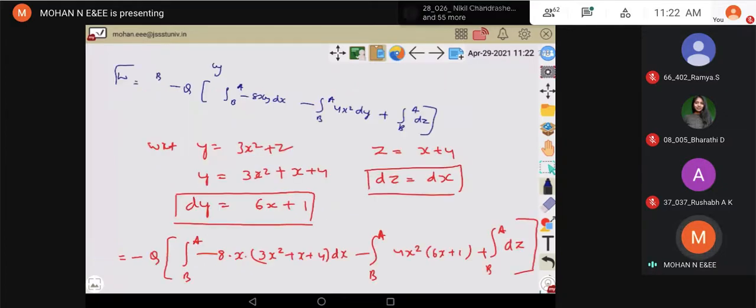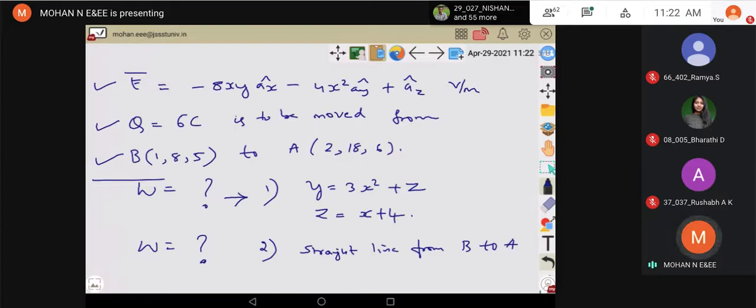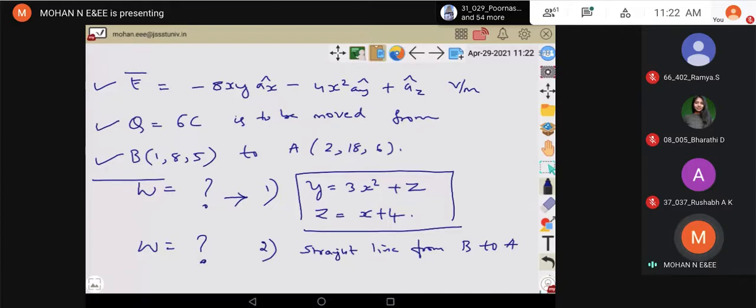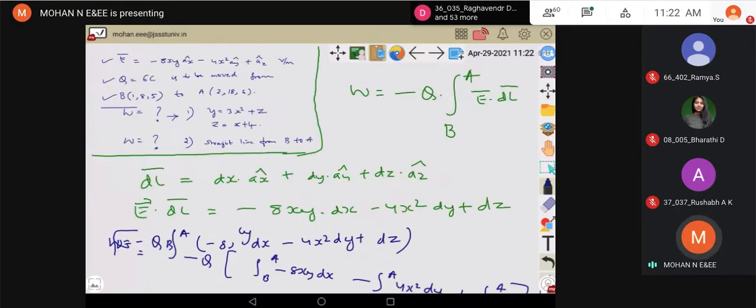The first part of the problem is over. The path is chosen like this. This is the first part. I have used the equations for y and z, and using this path, the energy expended is 1530 joules. Now I have to find the work done when the path is a straight line from B to A. Let us see that one.